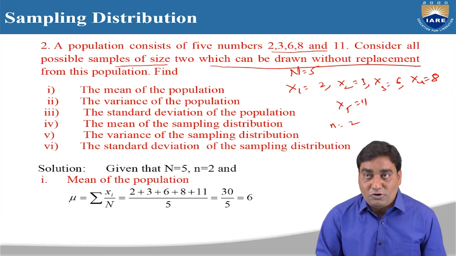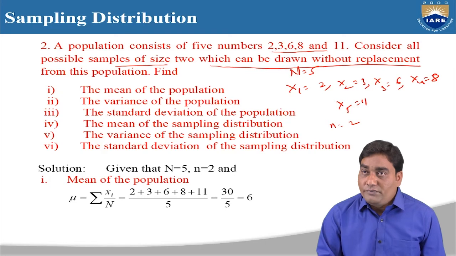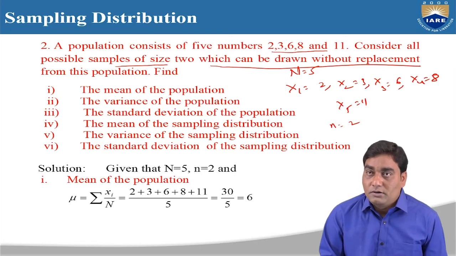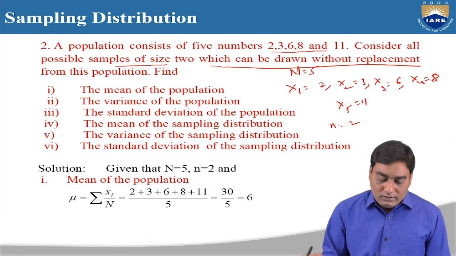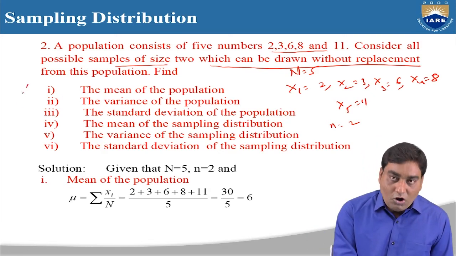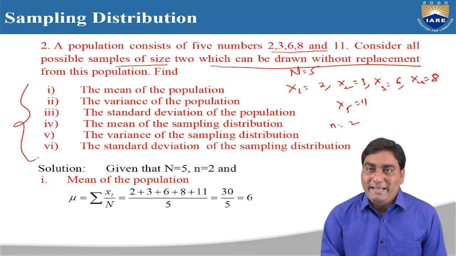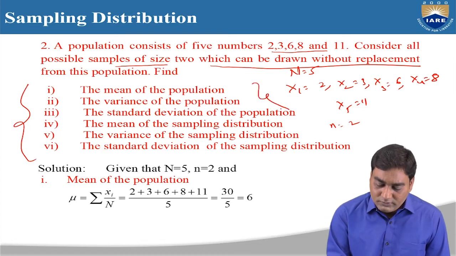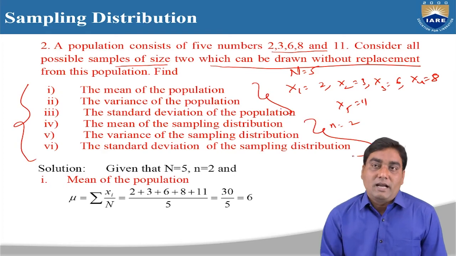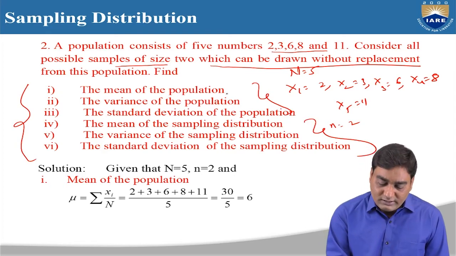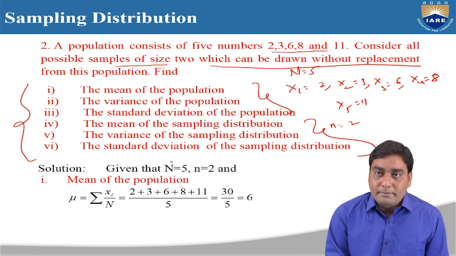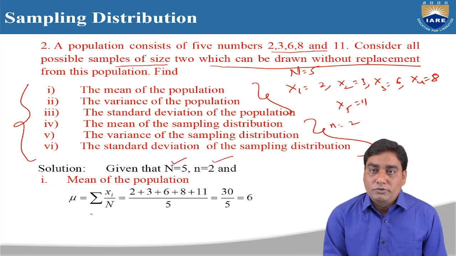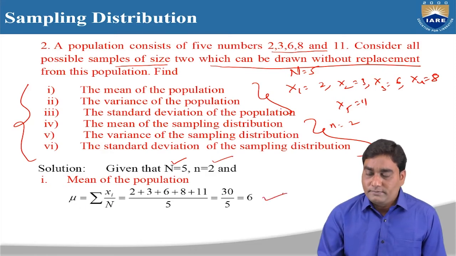In the first problem, we drew samples with replacement from the population, but here we are going to choose the samples without replacement. Even so, we can find all these 6: mean, variance, SD of the population and mean, variance, SD of the sampling distribution. The first 3 are the same as problem 1. See, given capital N equal to 5, small n equal to 2, the mean of the population is the average of all the 5 population values, which is 6.